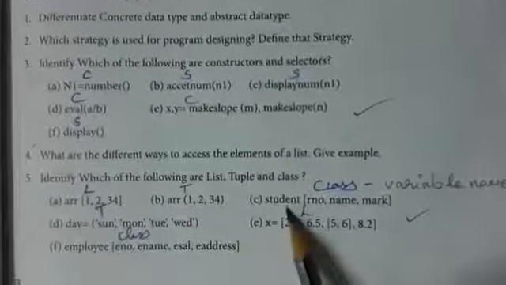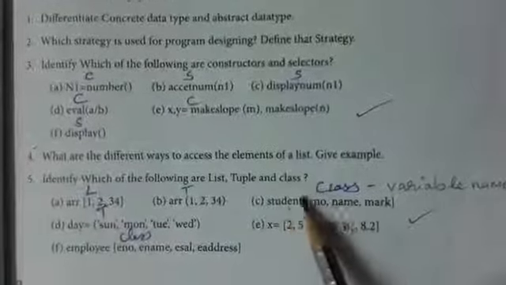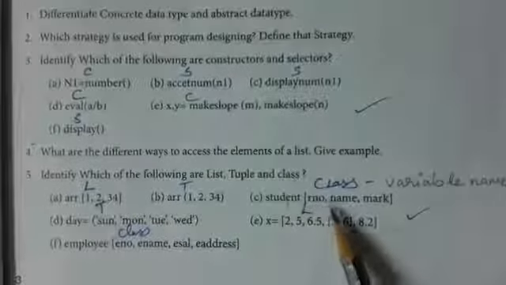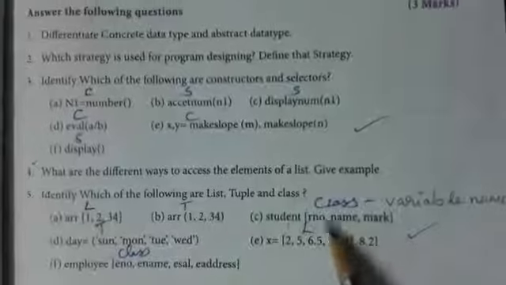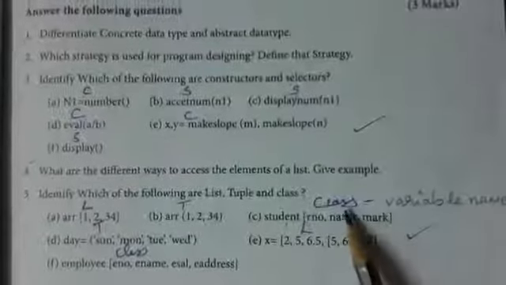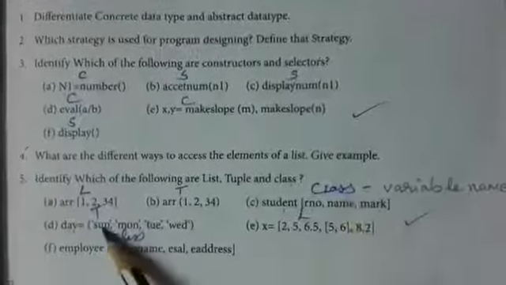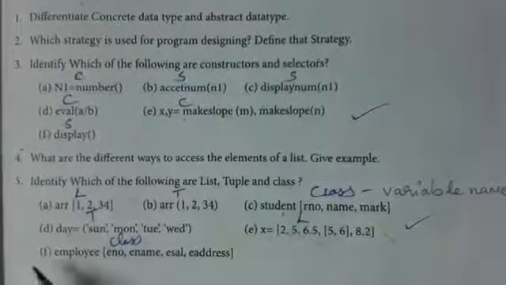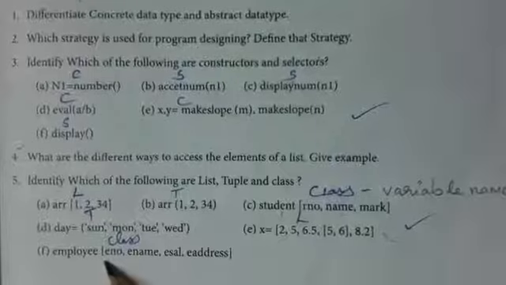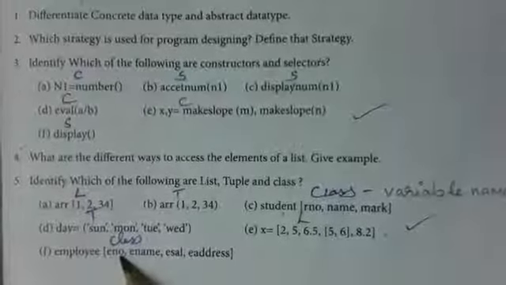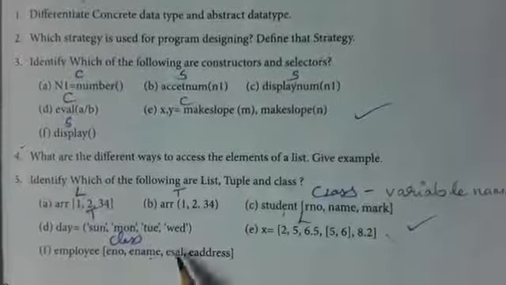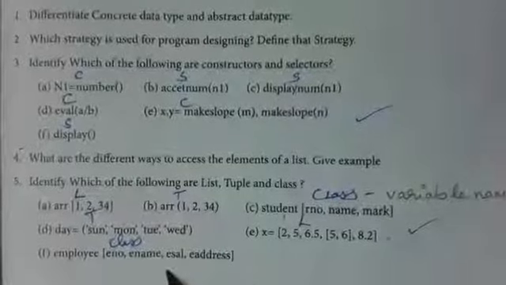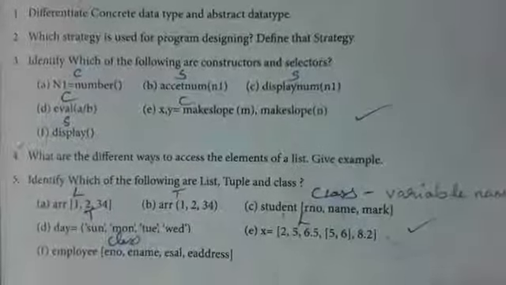See, that's the C question. Student square bracket, roll number, name, mark. These are the names of the variables, so it is a class. D is a tuple. E is a list. Then F is employee, open square bracket, employee number, employee name, employee salary and employee address. It is a class. I think this is clear.